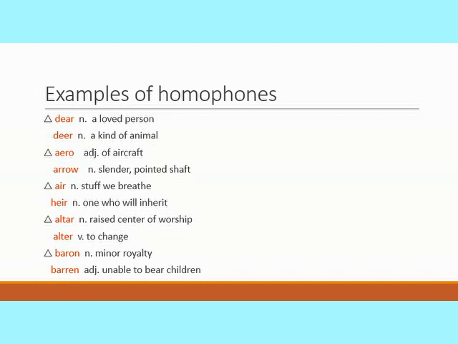And deer is the animal. Arrow as in the aircraft, and an arrow as the arrow that you shoot. Air, the air we breathe, and the air to the throne. An altar, a place of worship, and to alter means to change. And barren is minor royalty. In other words, a barren is unable to bear children.